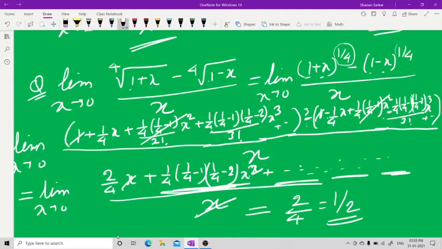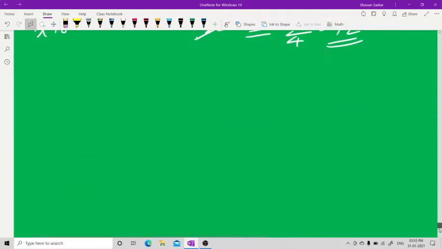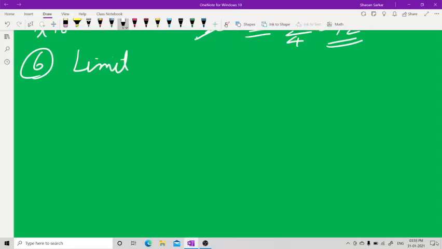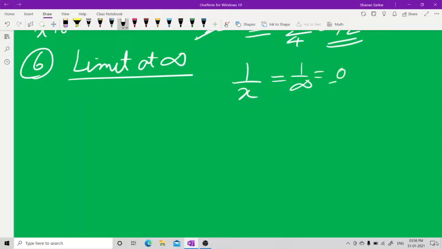Now we will do limit at infinity. This is also a very good topic. Limit at infinity is the sixth topic, I hope so. Let's understand what I mean by this. See, 1 upon x, if x is infinity, this will give me 0 basically.